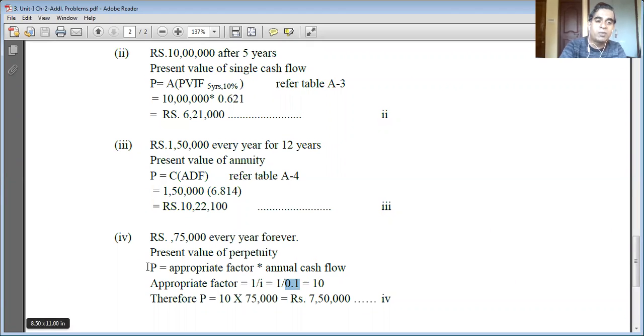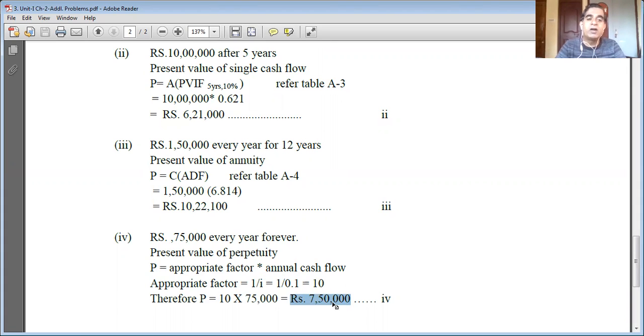So we'll fill that appropriate factor into our equation. P is equal to the appropriate factor into annual cash flow. Therefore, P is equal to 10, the appropriate factor, into the annual cash flow, which is 75,000 every year. So the answer is 7,50,000 rupees, the present value of this perpetuity.